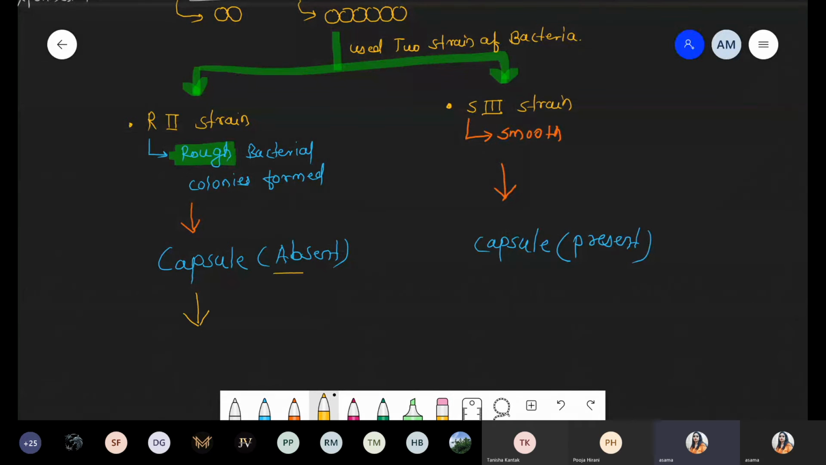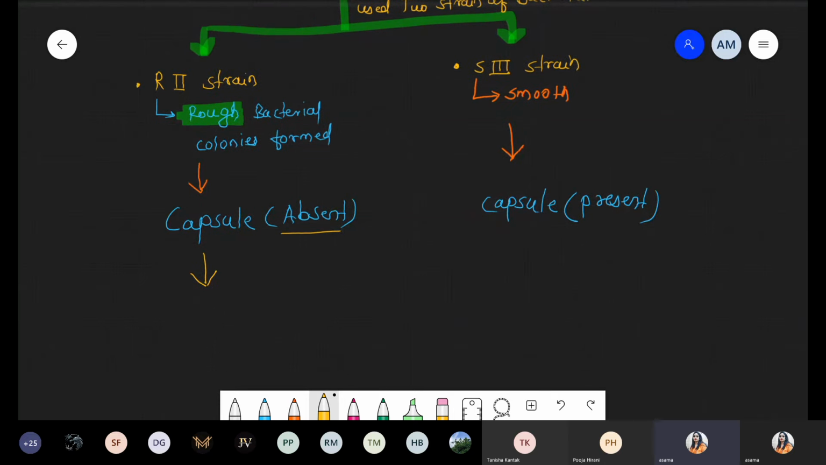Whenever we use the rough strain, under the microscope it looks rough because the capsule layer is absent. What is the capsule? Around the outside of the cell wall, there is some glycocalyx, a sticky substance, a thick layer. That layer is called the capsule layer. So where the capsule is absent, this type of bacteria, the R2 strain, is non-pathogenic. It acts as non-pathogenic because it does not cause the disease pneumonia.